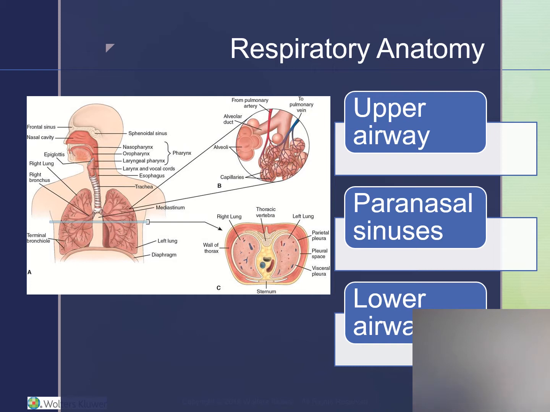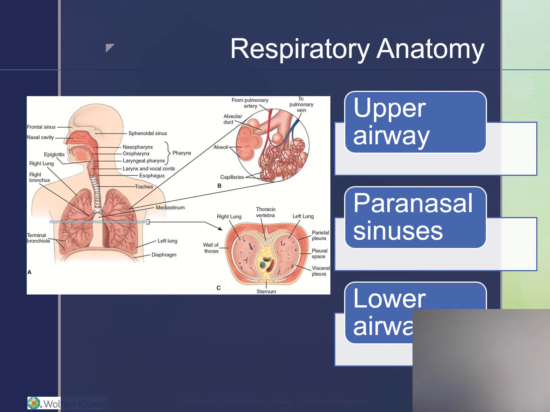The alveoli is where the exchange of oxygen and carbon dioxide takes place. Accessory structures will include the diaphragm, which separates the thoracic and the abdominal cavities, and the mediastinum, which is a wall that divides the thoracic cavity into two halves, and that is lined with pleura.